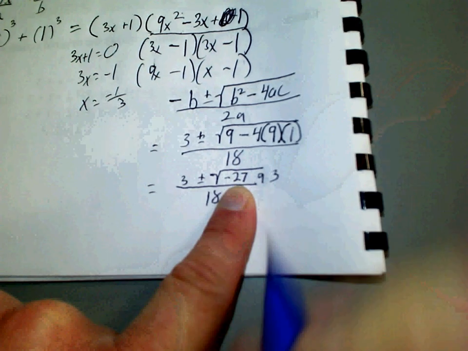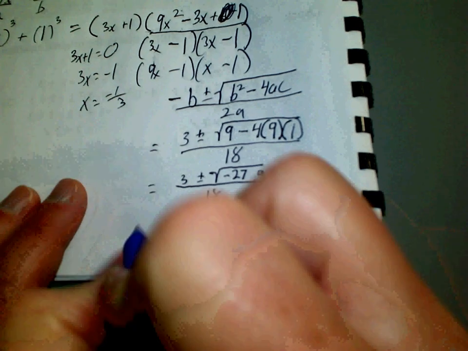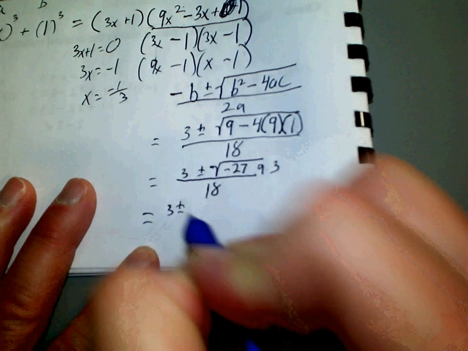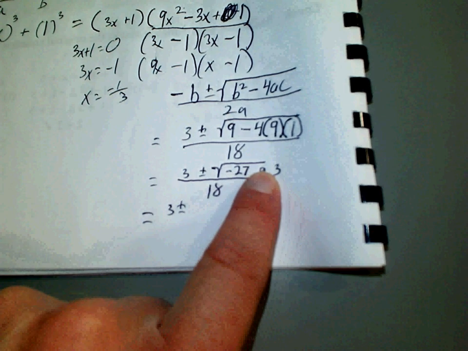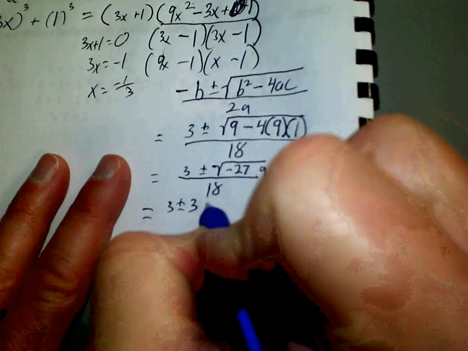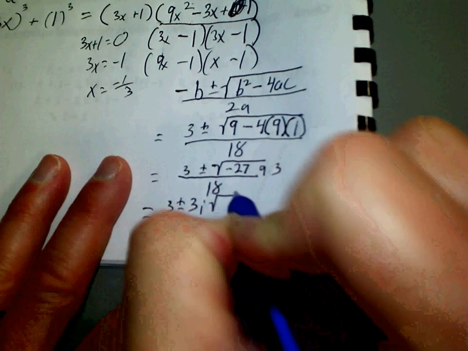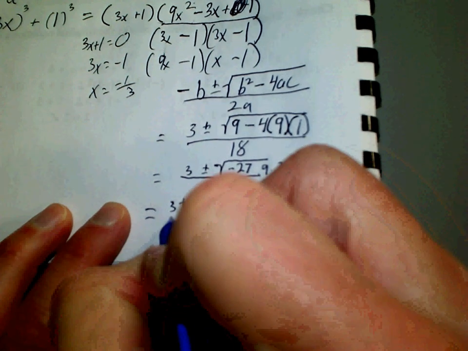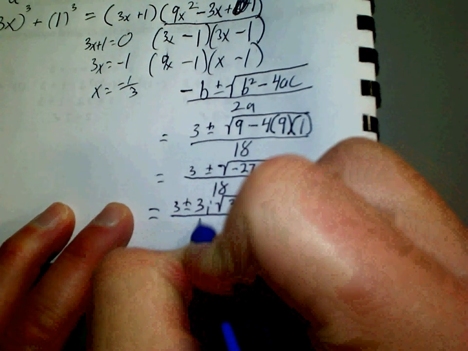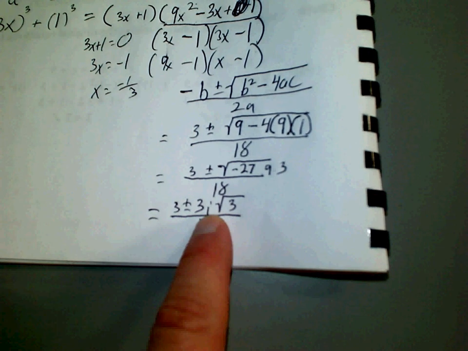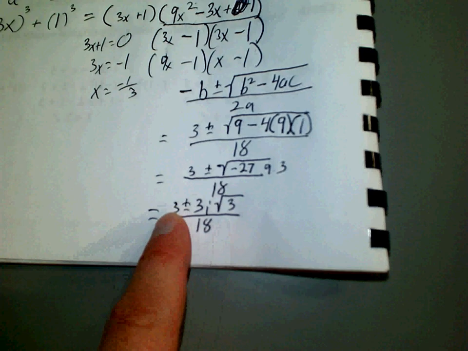So if we factor it out, you end up with 3 plus or minus. What's the square root of 9? 3. That comes out. And because it's negative, you have an i. That 3 did not have a square root, so it stays in. All over 18. That's complex because it has an imaginary part. You got your real part in the first, imaginary part after the plus or minus.